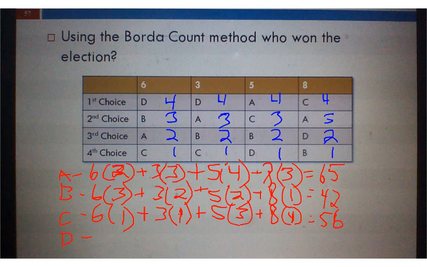And last, candidate D. 6 people put it in first. 3 people put it in first as well. Okay, looking good. But then we got some last place votes here. And 8 times third place with 2 points. That comes out to be actually just 57. So our winner is candidate A.